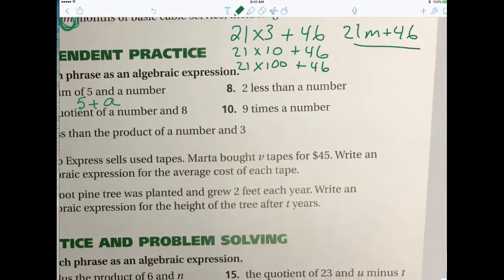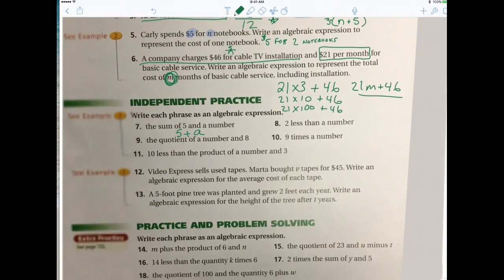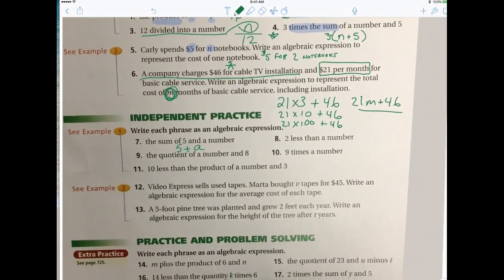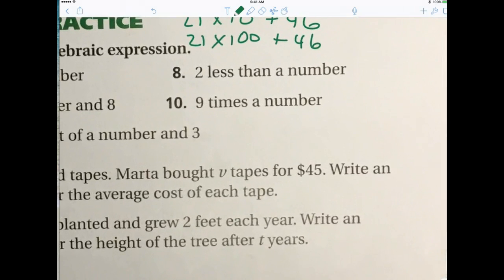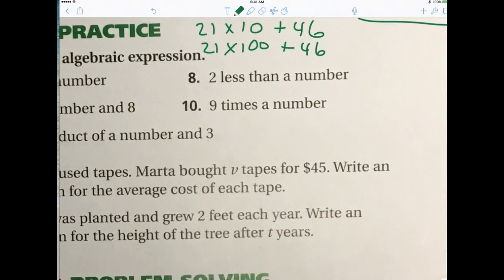Thomas, you got the hard one. 2 less than a number. Let's refer back to our notes. What would it be? T minus 2. I'm proud of you, buddy. You are amazing, Thomas. That was really good thinking. T minus 2, yes. Why would it be T? What do you want it to be?